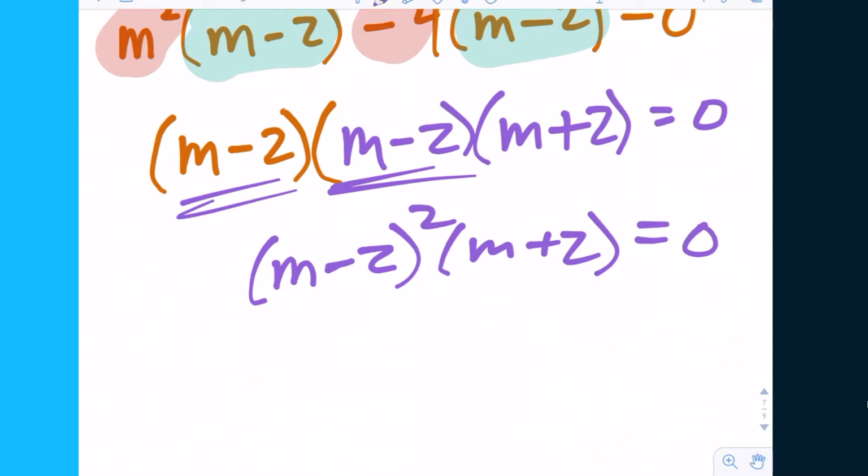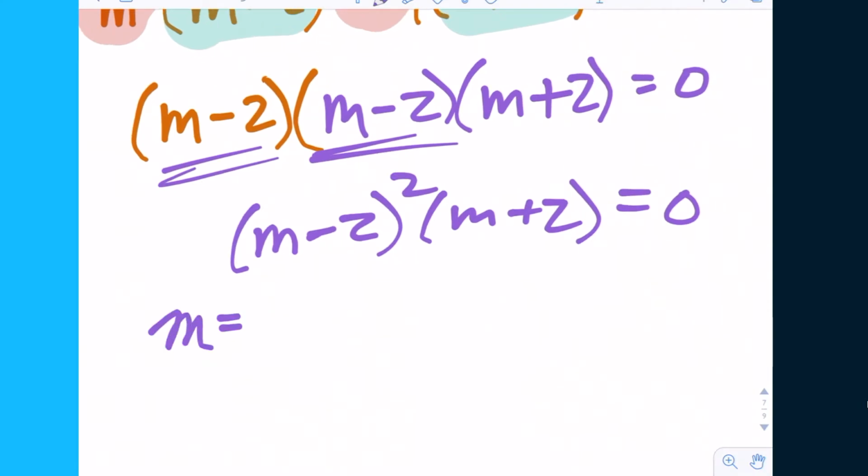And now, still keeping it equal to 0, we can use the factor theorem to list the roots. So m equals what? From left to right? 2, and that's a multiplicity of what? 2. So again, that's how we write it with the parentheses behind it. And the next root is negative 2, and it's a multiplicity of what? 1.